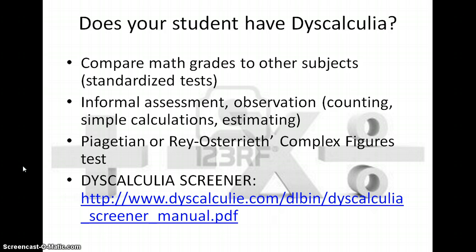As far as diagnosing dyscalculia, we have to compare students' grades in other subjects to their math grades. To do this, you can collaborate with other teachers and talk to them about how specific students are doing in their classes, and you can also look at standardized tests. In these standardized tests, if students are more than 2 years below where their actual age says they should be in a math subject, then that's cause for concern.